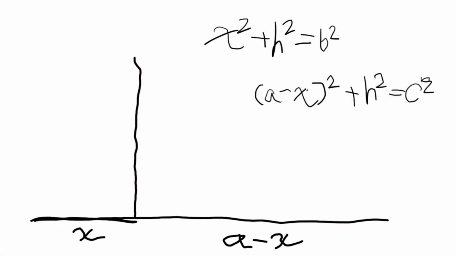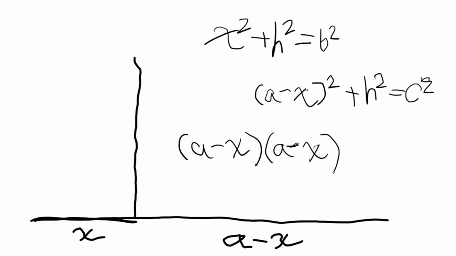So essentially now what we need to do is FOIL out this a minus x squared, because we just want to simplify this a little bit. So we write this as parentheses a minus x, close parentheses, and then again parentheses, a minus x, and that doesn't look like subtraction, but that's supposed to be subtraction. And now this basically turns into a squared minus ax minus ax plus x squared.